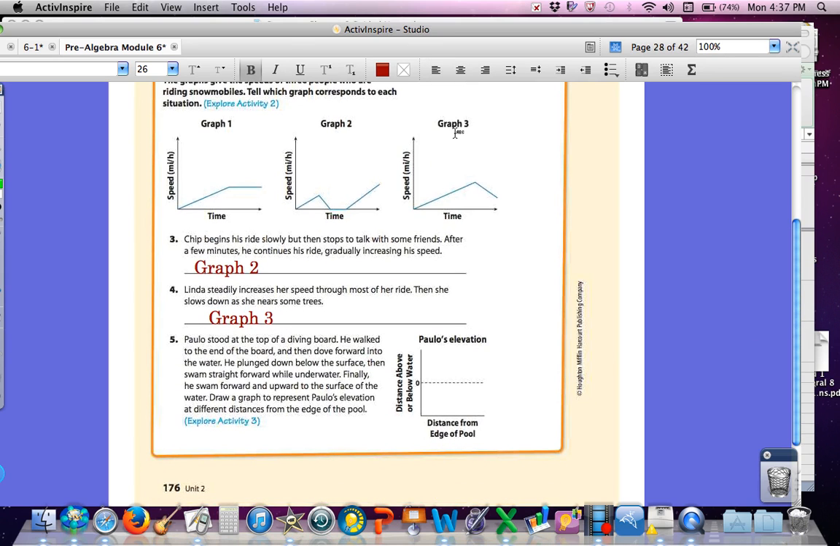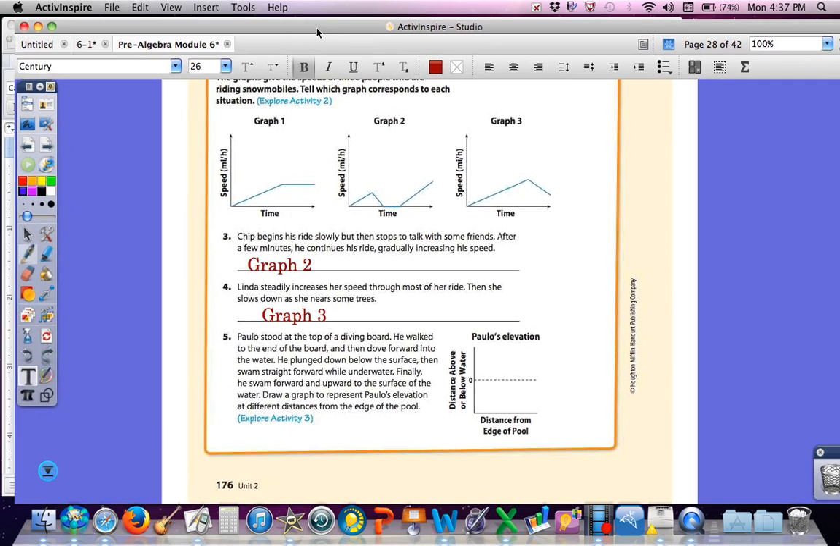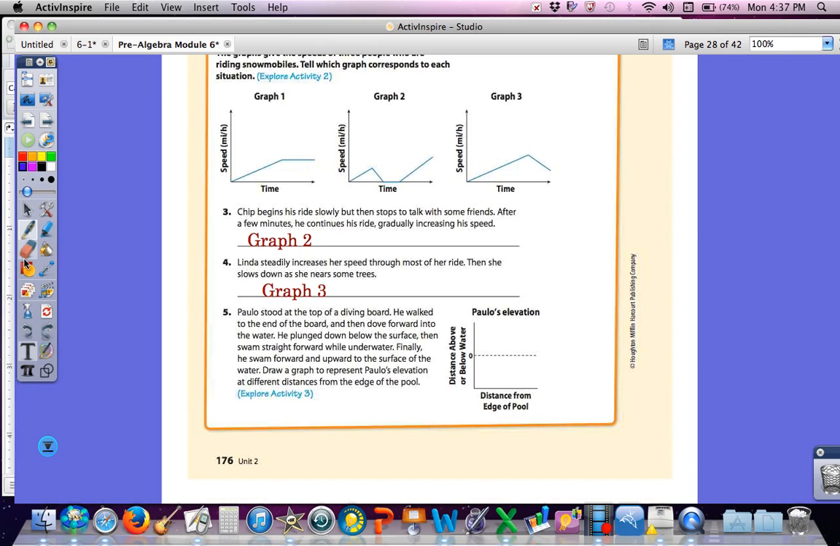And number 5. Paolo stood at the top of a diving board. He walked to the end of the board and then dove forward into the water. He plunged down to the bottom of the surface, then swam straight forward while underwater. So let's talk about this. He's on the top of a diving board.